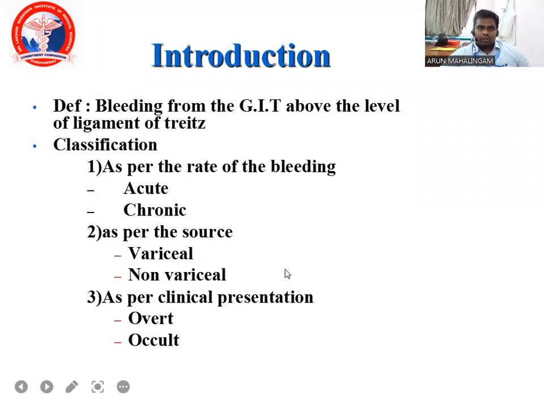Upper GI bleed is defined as bleeding from the GIT above the level of the ligament of Treitz. It is classified as per the rate of bleeding, it can be acute or chronic; as per the source, it can be variceal and non-variceal; and as per clinical presentation, overt and occult. Mostly for clinical reasons, we'll be taking it as a variceal upper GI bleed and/or a non-variceal upper GI bleed.